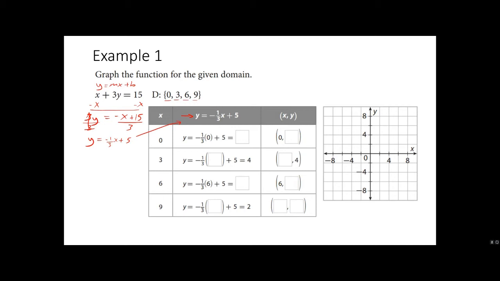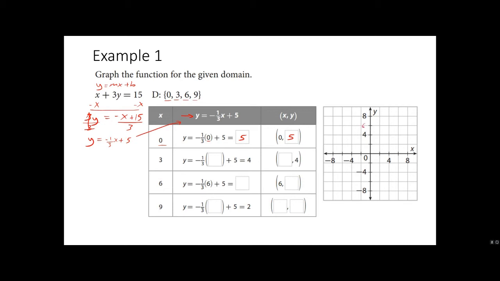Now, the domain is specified, it's discrete. So let's try with 0. Substitute in for 0. Anything times 0 is 0, and 0 plus 5 should give you 5. So you have 0 comma 5 for your ordered pair, and then you can go ahead and graph it.